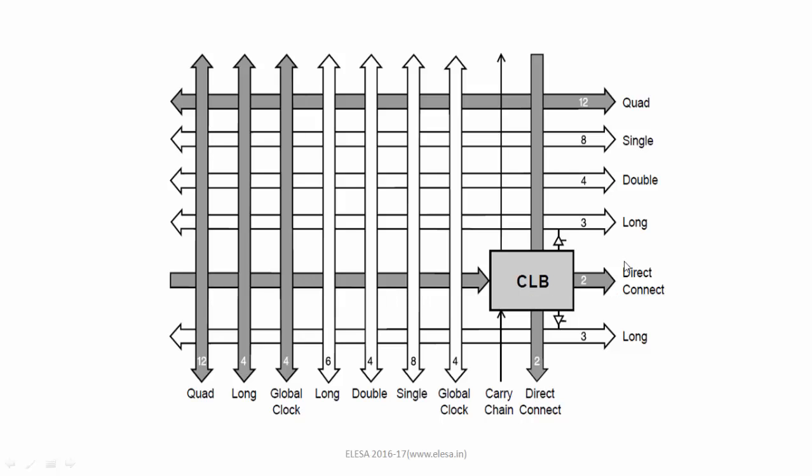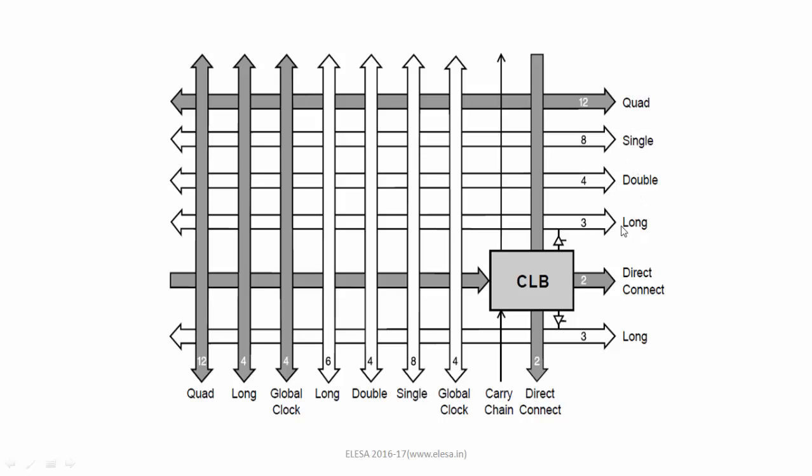Now you might have seen that all these lines are assigned a word and a number is written inside it. What are those? Actually, these are groups of wires. This is the group which contains 3 wires. This is the group which contains 4 wires. This is the group that contains 8 wires, and this is the group which contains 12 wires. So they are named long, double, single and quad.